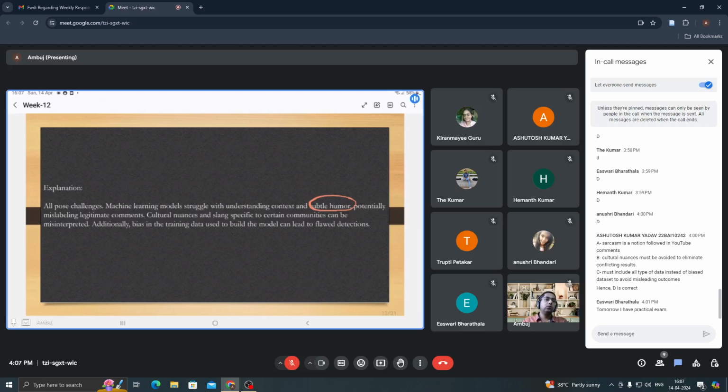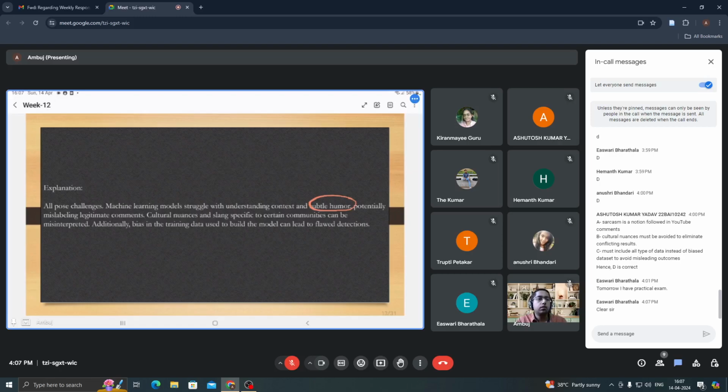Any doubts? Anybody? Clear? Not clear? Clear. Great. Ishwari is clear. Anybody else clear? Not clear? Or hanging in between? Kiran is clear. Ashutosh is clear. Hemant is clear. Ratan is clear. No problem. Everybody is clear almost.